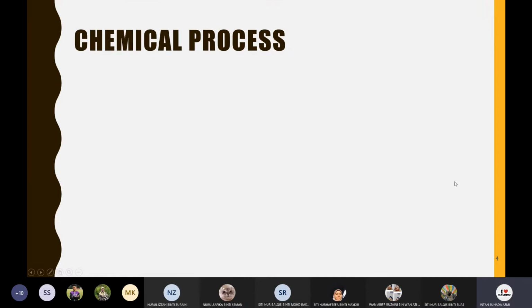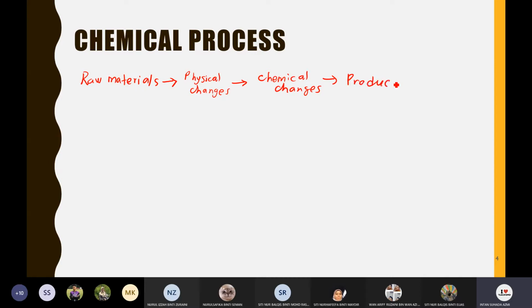What is mass transfer? Where does mass transfer come from? I will illustrate to you where mass transfer comes from. In a chemical process, we will have raw material. Sorry, my handwriting is not so good because I'm using the pen tablet. It's okay as long as you all can understand, right? You will have a raw material, where the raw material will undergo physical changes. Then it will go through chemical changes. Then after that you will get your product.